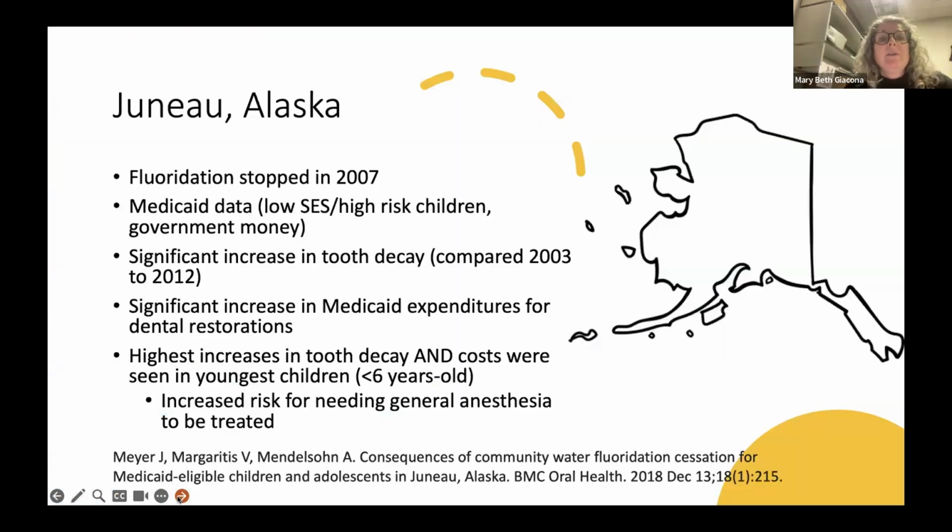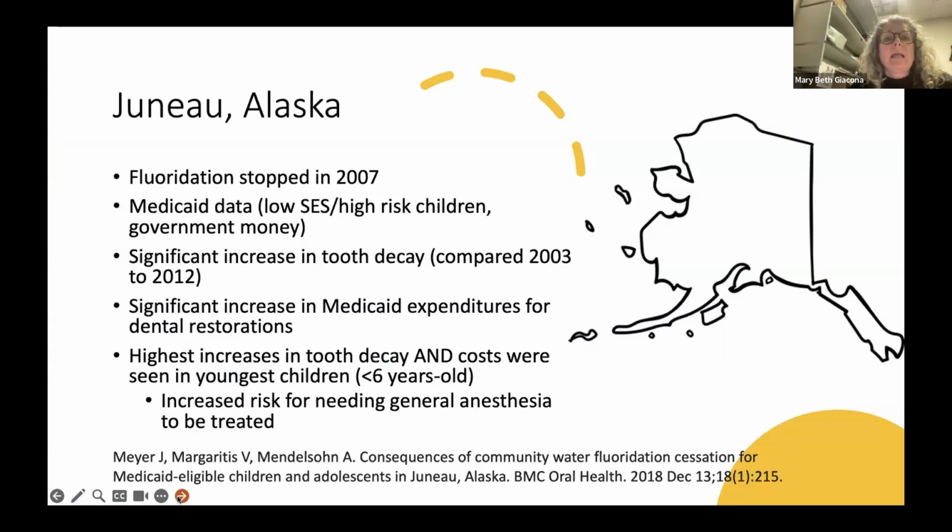So in the case of Juneau, Alaska, they stopped fluoridating their water in 2007. And these authors in the study listed at the bottom of this slide used Medicaid data to come up with the results that they published. So using Medicaid data, these are low socioeconomic status children, high risk children.